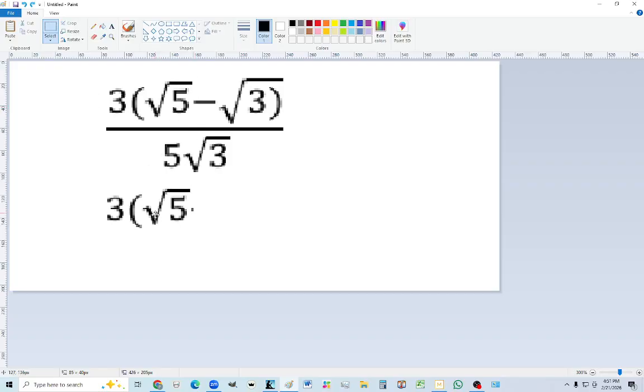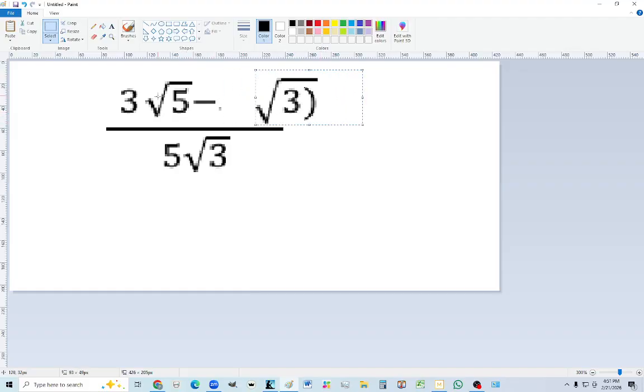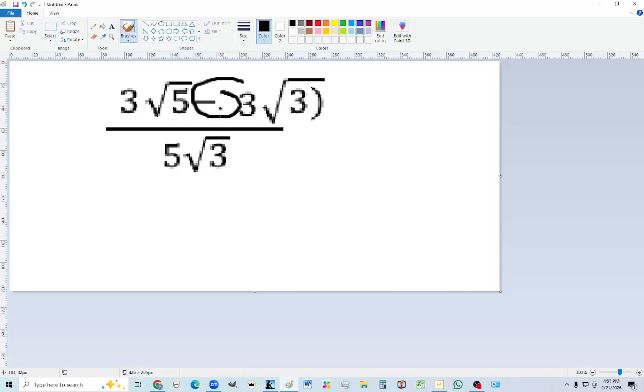5, 3 times the square, well, let's distribute it first. 3 times the square root of 5 and 3 times the negative square root of 3 is 3 square root of 5 minus 3 times square root of 3. Whenever you have a fraction with a subtraction, they've essentially made it with common denominators.